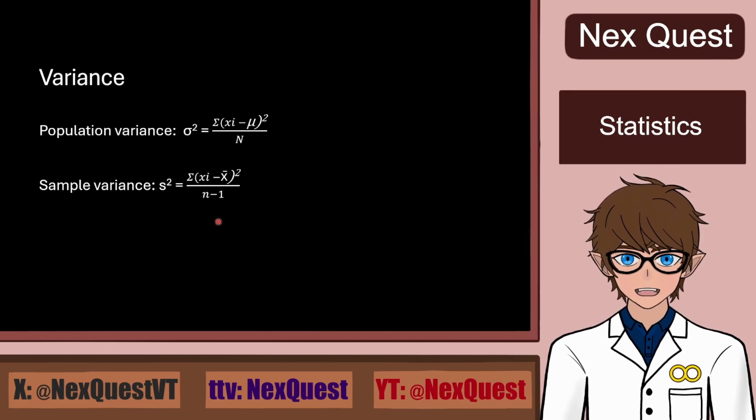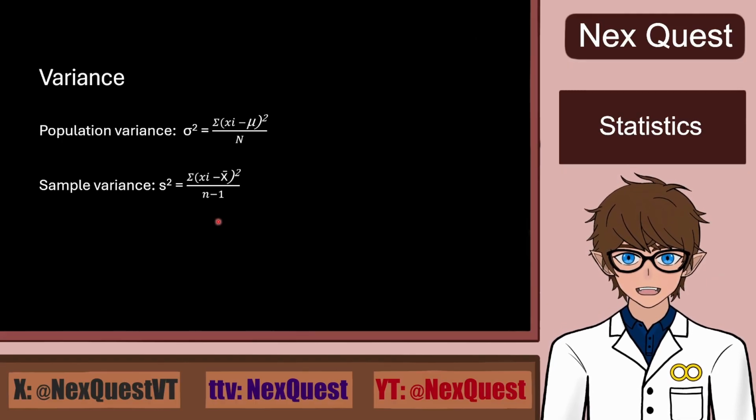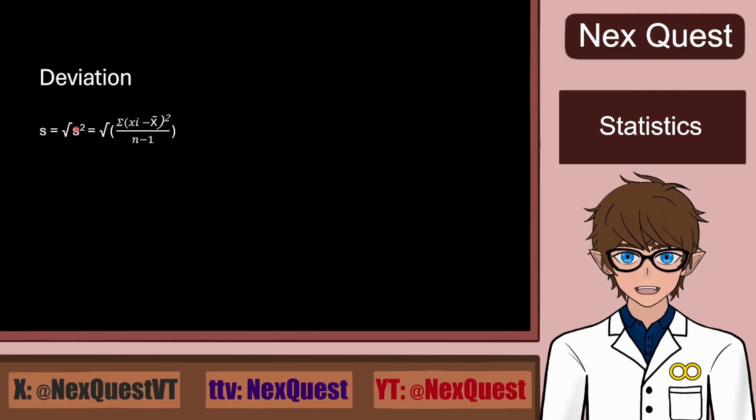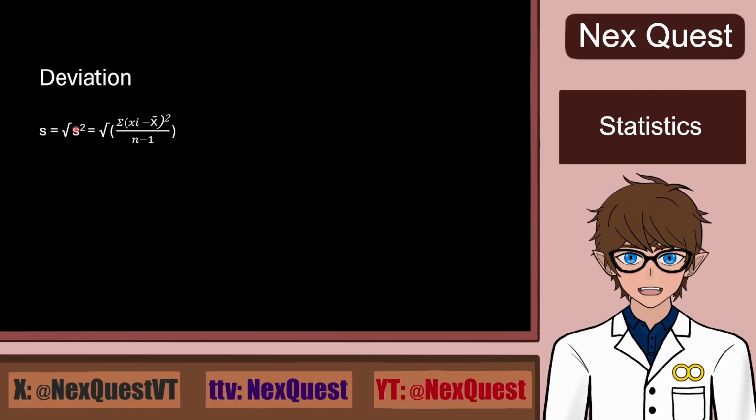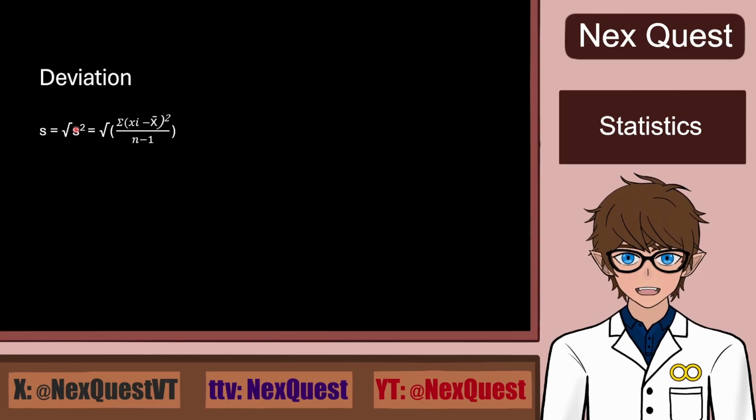But this value is still squared. So it doesn't represent the actual difference from the average, and that's where deviation comes from. Deviation is basically the root of variance. Now, this is finally our measure for how far typical points lie from the mean.